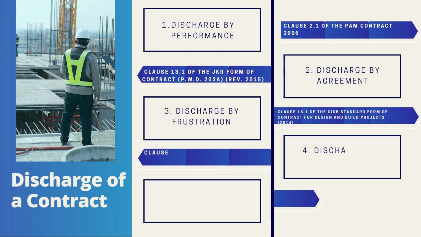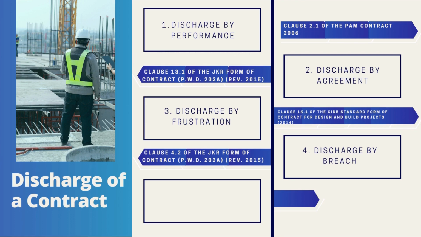Discharge by breach occurs when one party fails to fulfill their contractual obligations. In the construction industry, this may occur when the contractor fails to complete the project according to the agreed upon specifications or when the employer fails to pay the agreed upon amount. For example, Clause 4.2 of the JKR Form of Contract, PWD 203A, Revision 2015, states that the contractor shall ensure that all materials and workmanship used in the works are of good quality and in accordance with the contract.